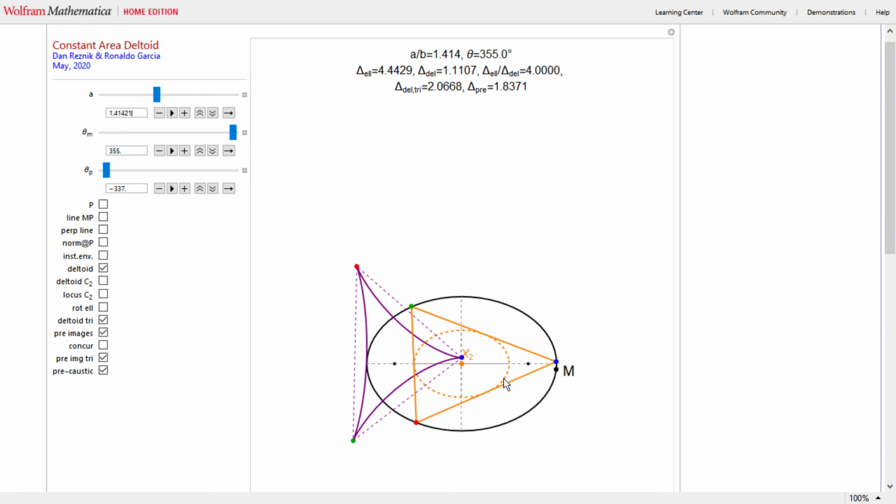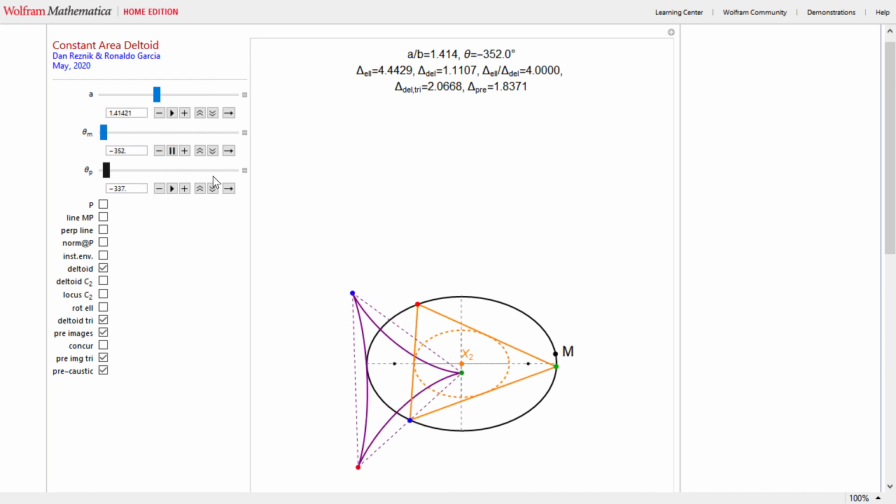So the smallest area inellipse of a triangle, inellipse meaning that it's tangent to each one of the 3 sides, is centered on x2, the barycenter. So that was pretty pleasing as well. So that's our final system.